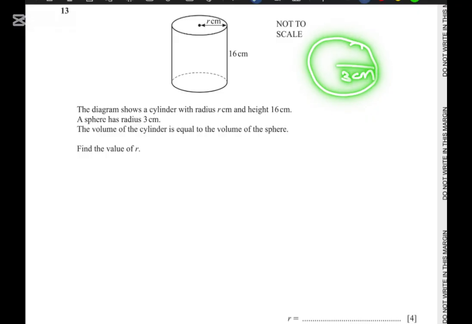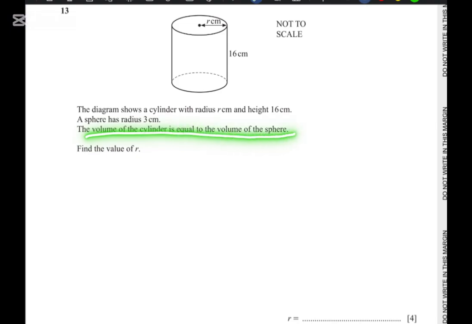The volume of the cylinder is equal to the volume of the sphere. We are being given that the volume of the cylinder is equal to the volume of the sphere. We need to find the value of r. So we will take the volume of sphere equal to volume of cylinder. The volume of sphere is 4 by 3 pi r cube, and volume of cylinder is pi r square h.